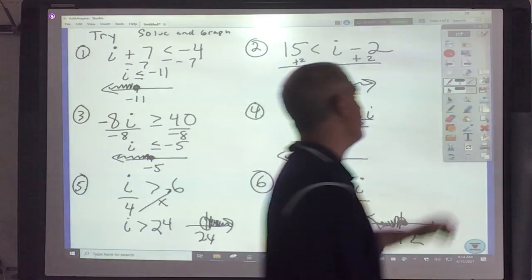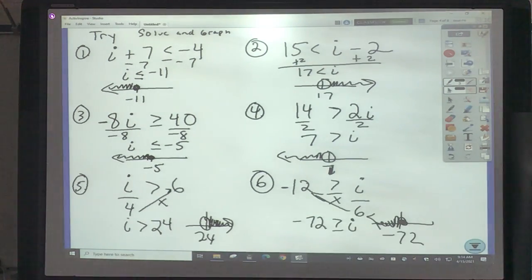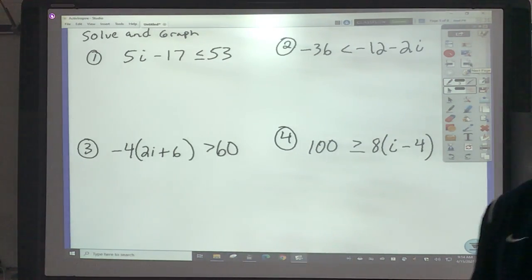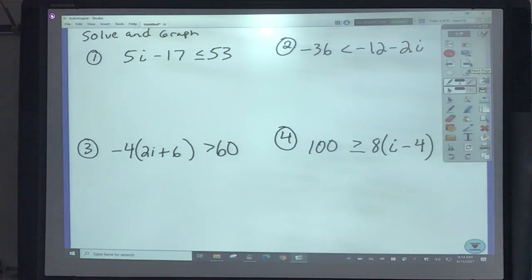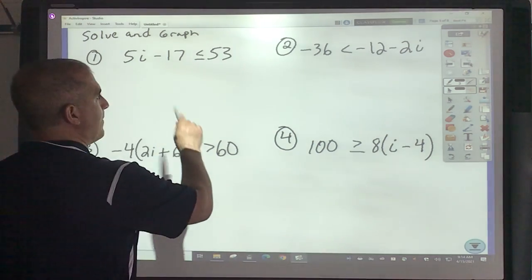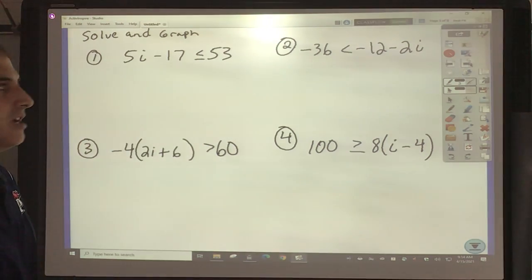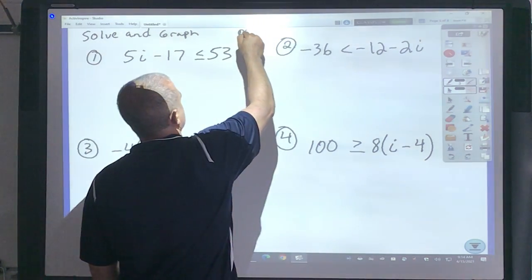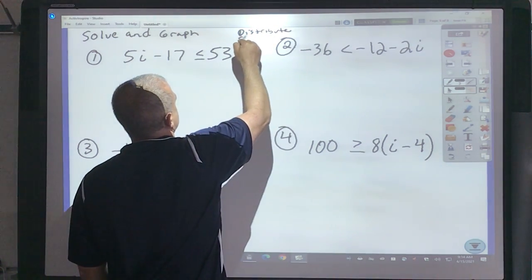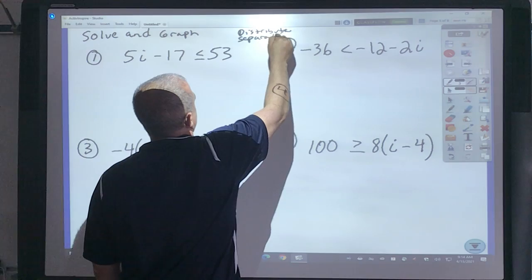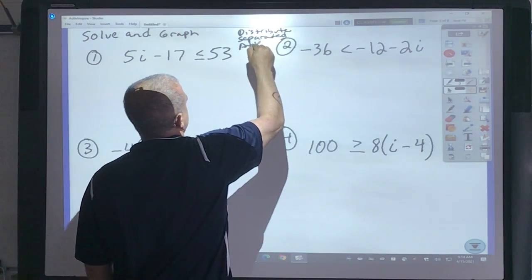Now, let's move into some a little bit more complicated solving problems. What I want to do with these is move the separated and then the attached. So the directions: make sure you distribute, if that's possible, then move the separated, then move the attached.